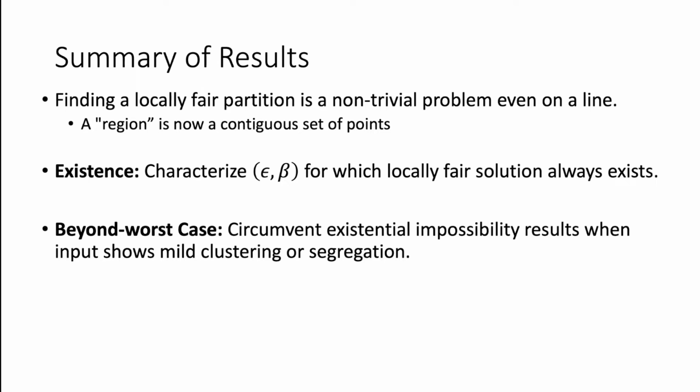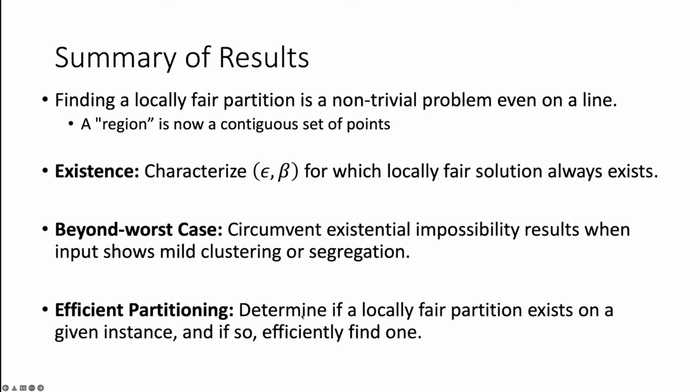And then what we subsequently do is a beyond worst case analysis. We'll circumvent the existential impossibility results when the input itself shows some mild clustering or segregation, that red points are closer to red points, blue points are closer to blue points. And finally, we'll show that given an instance, finding a locally fair partition, if it exists, can be done efficiently.